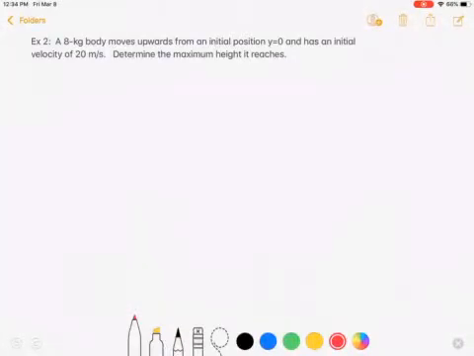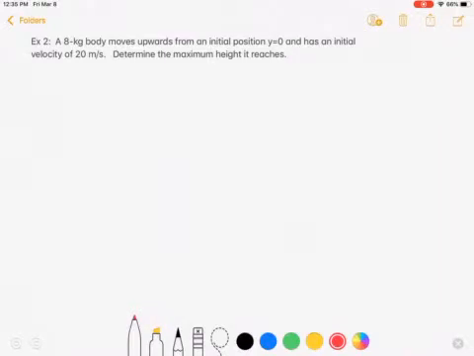In example 2, we're going to look at an 8 kilogram object that moves upward from an initial position of y, a height of 0, and it has an initial velocity of 20 meters per second. We want to determine the maximum height that it'll reach.